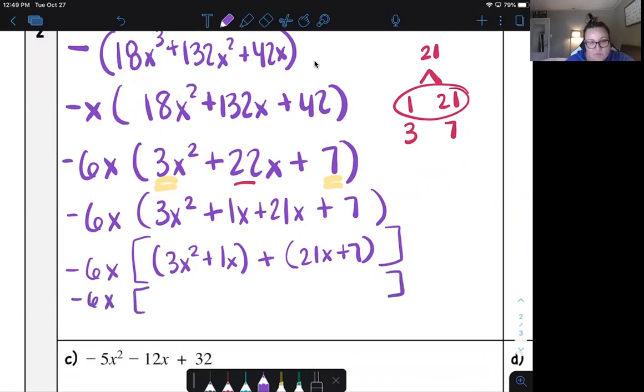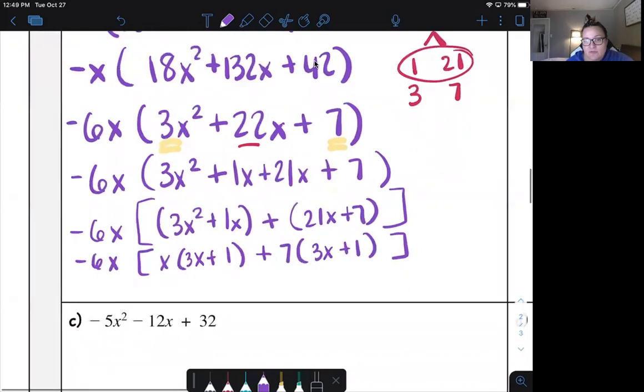So 3x squared and 1x have an x in common. So we're left with 3x plus 1. Plus 21x and 7 have a 7 in common. So 3x plus 1. And I know I'm right because x times 3x would be 3x squared, x times 1 would be 1x, 7 times 3x would be 21x, and 7 times 1 would be 7.